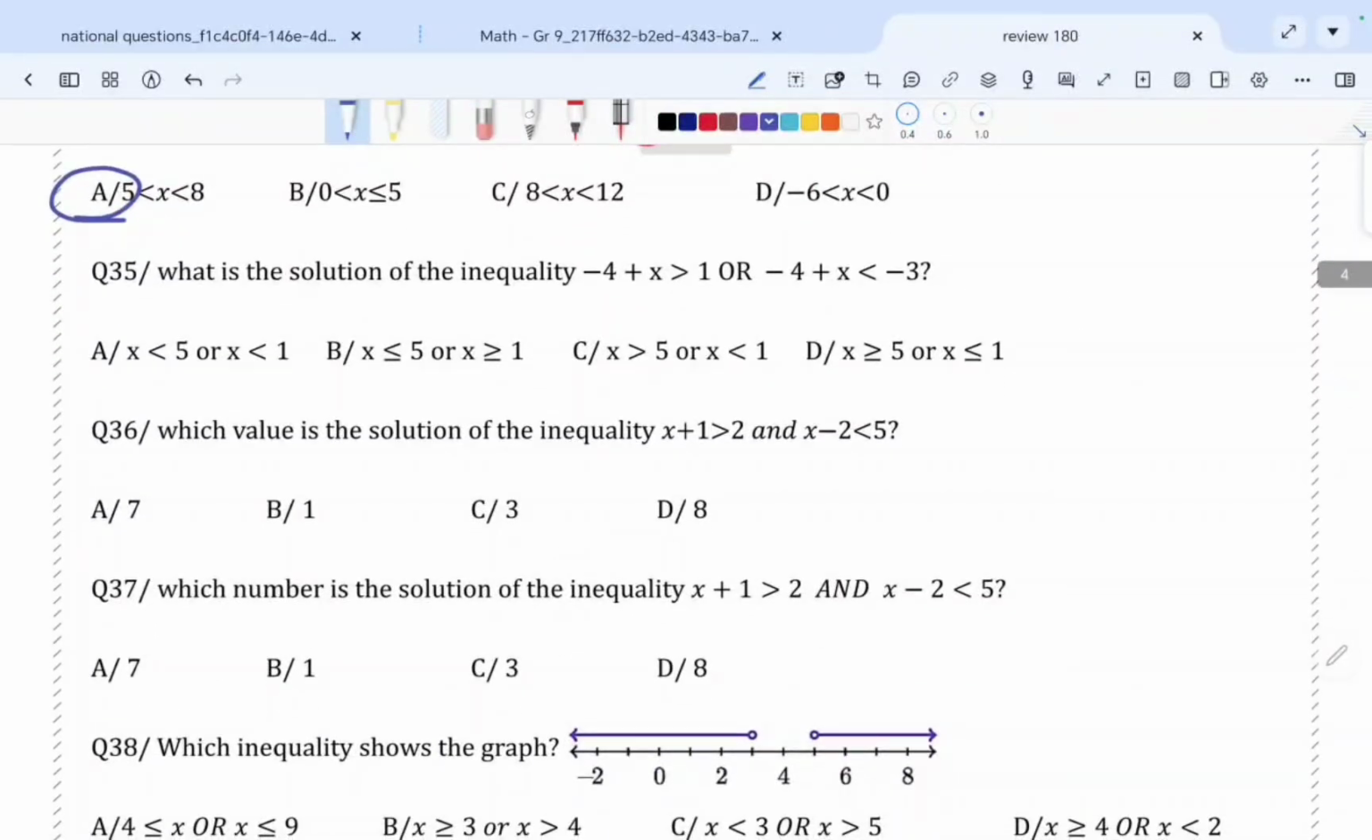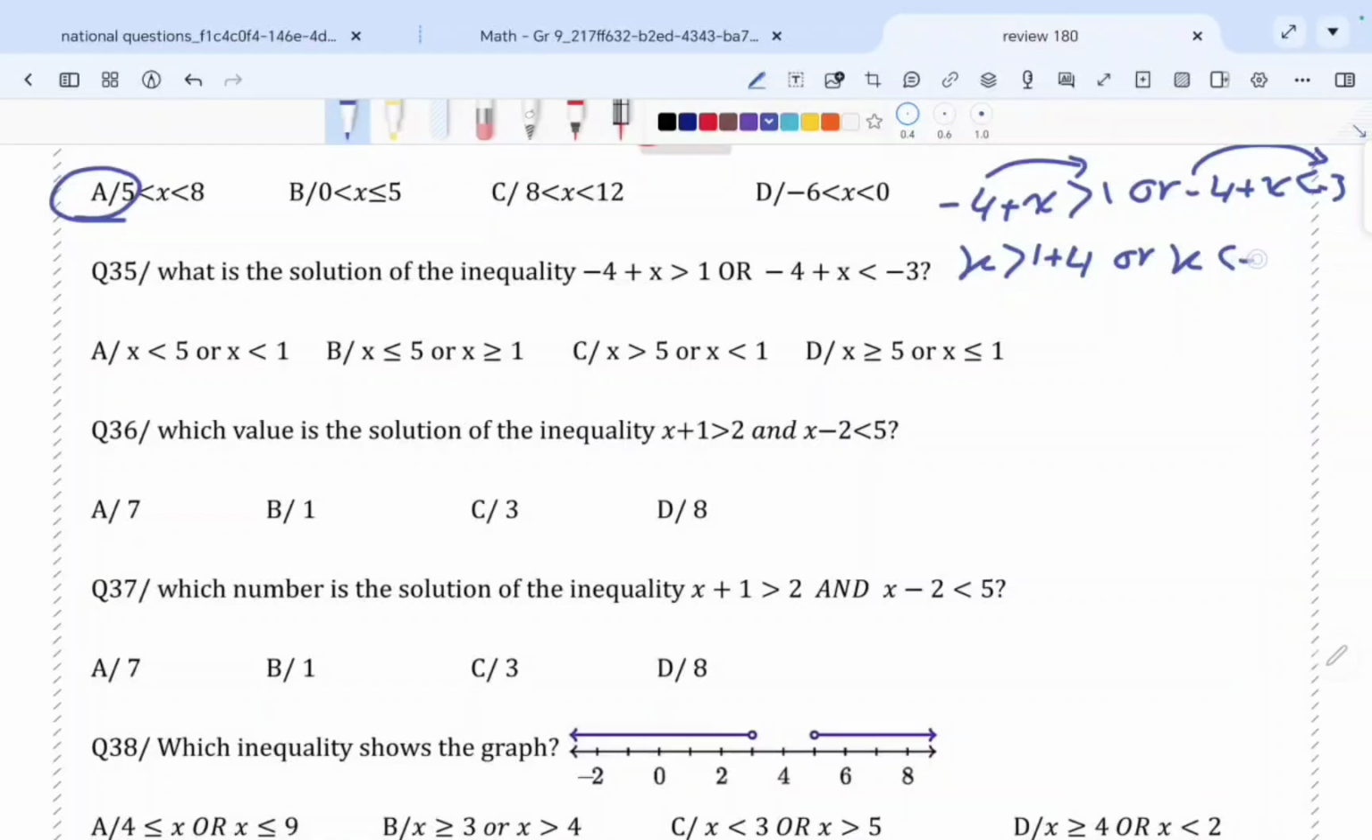Question 35. This one is OR. Okay, now we have negative 4 plus x is greater than 1, or negative 4 plus x is less than negative 3. Move 4 to the other side, it's negative, it will be positive. X is greater than 1 plus 4, or again move 4 to the other side, x is less than negative 3 plus 4. Okay, x is greater than 5, or negative 3 plus 4, opposite sign, subtract them, follow the greatest value, equals 1. So which one is correct? C.